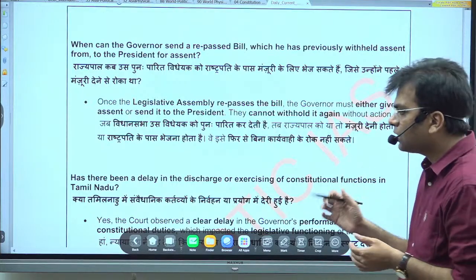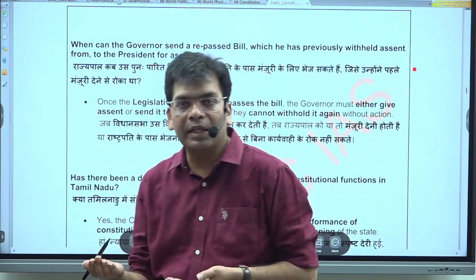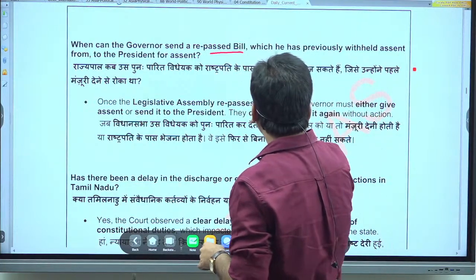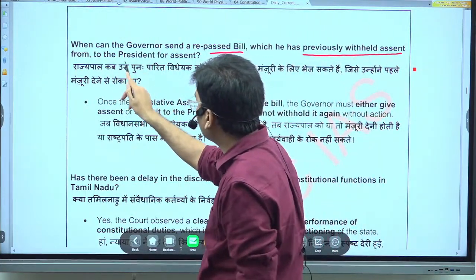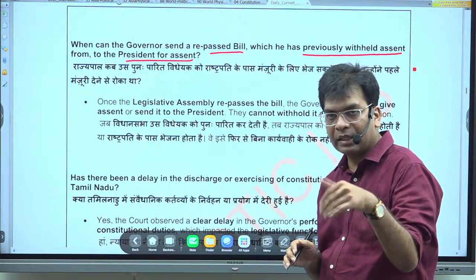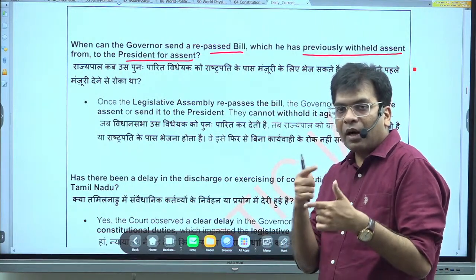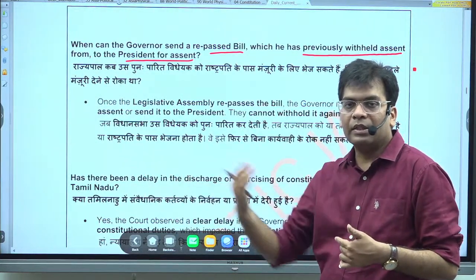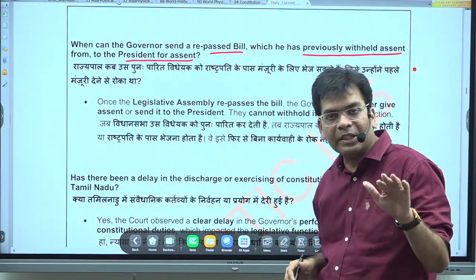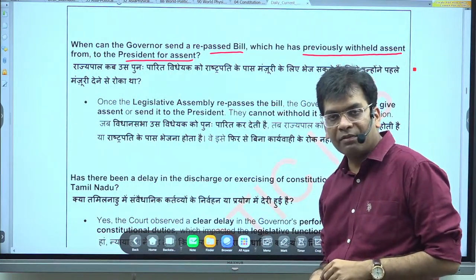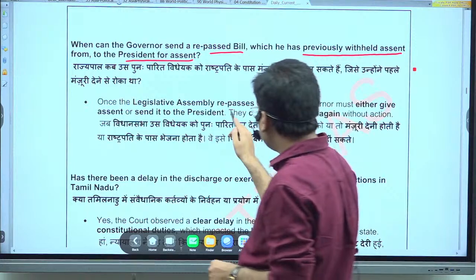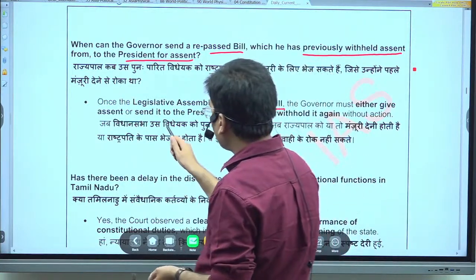The second thing asked of the Supreme Court, where the Tamil Nadu government requested, was: when can the governor send a repassed bill, to which he had previously withheld assent, to the president? It means that when the bill comes the first time, the governor withholds his assent. But after rejection, it is again passed by the state legislature and sent to the governor. Now the governor is giving it to the president. So why did he not refer it to the president at the first instance? That was asked. In that case, the Supreme Court replied that once the Legislative Assembly repasses the bill, the governor must either give assent or send it to the president.